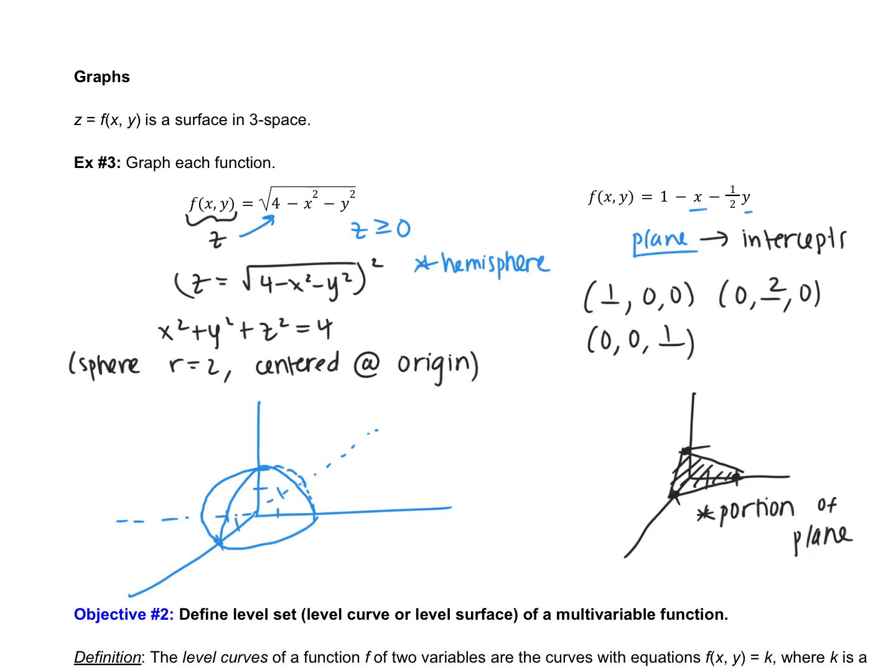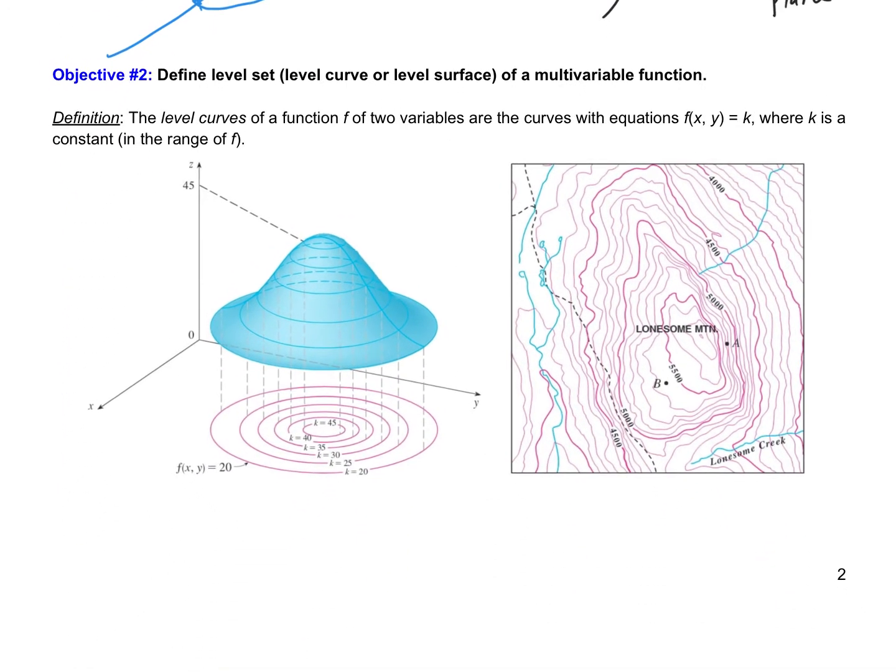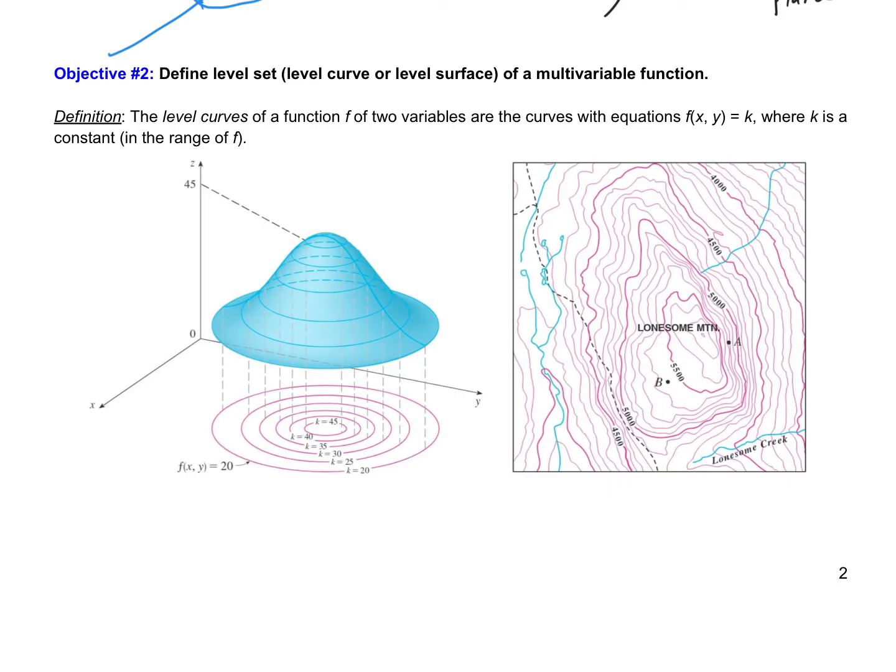Okay, so what we're going to move on to now is something called a level set, or a level curve, or a level surface. Here's a definition. The level curves of a function of 2 variables are the curves with equations f of x, y equals k, where k is a constant. You have a few different examples here. Let's look at the example on the left.